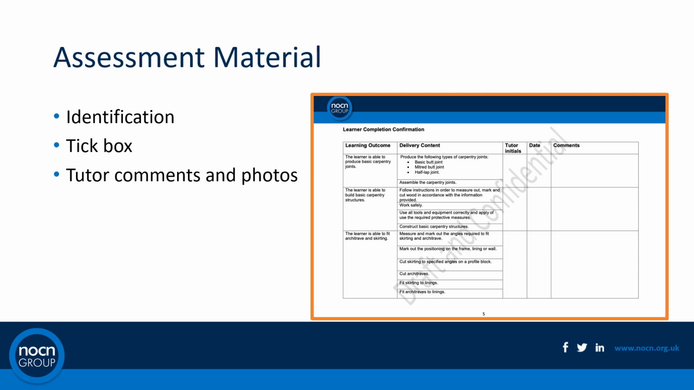So we're keen to use photos, especially for practical. We trust our trainers that the photos you're showing are the tutor's work. Hopefully it's not the tutor's work, hopefully it's the learner's work. But with each workbook, you'll get one of these for the unit, so you can initial once they've achieved it, when they achieved it, and any additional comments. There might be things you want to say like they've done this really well, or they need to watch out for X. Also means when the EQA comes out, they can look at that and see that all those learning outcomes have been achieved.